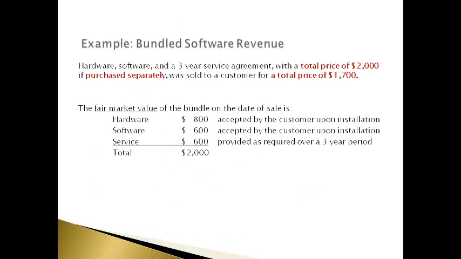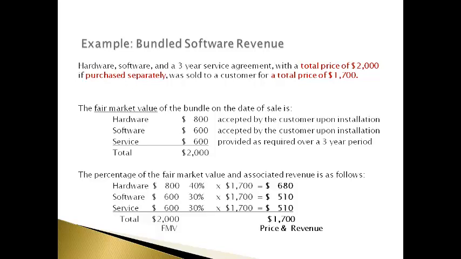In this example, hardware, software, and service over 3 years is sold for a total price of $1,700. The price for the 3 components if sold separately would be $2,000. The hardware and software are considered provided and earned when accepted by the customer after installation, but the service is provided equally over a 3-year period. A price for each component must be determined because the revenue is earned at different periods of time. A percentage based on the fair market value of each component of the total is used to determine the amount of revenue that can be earned for each component.